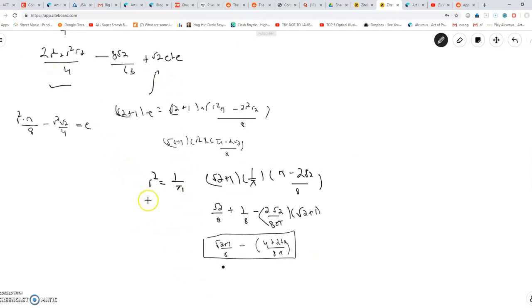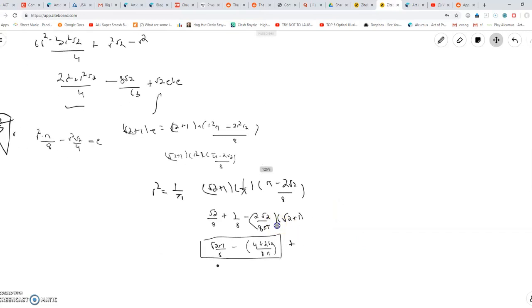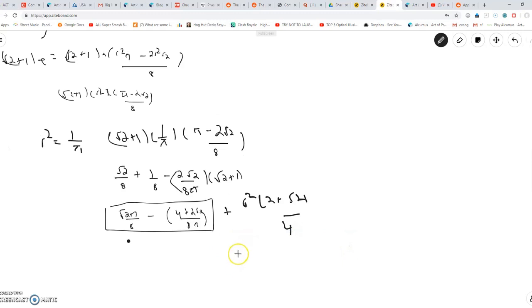And now we have to add it to 2r squared plus r squared root 2 over 4. And then we have to subtract 8 root 2 over 63. So we add r squared times 2 plus root 2 over 4. And r squared is 1 over pi. So we get 1 over 2 pi plus root 2 over 4 pi.